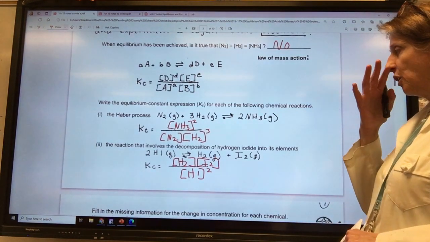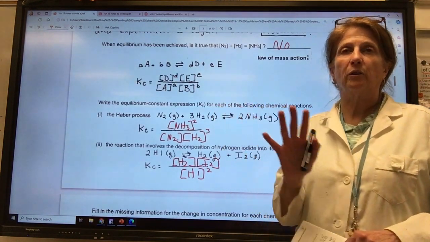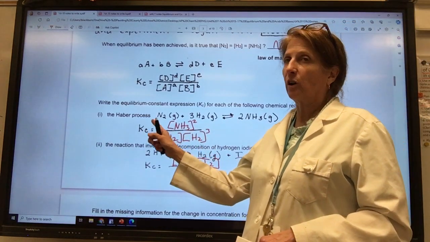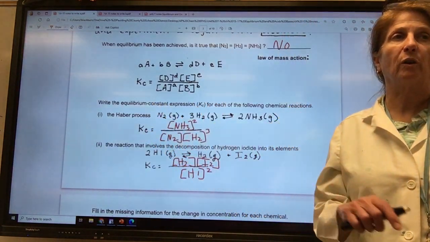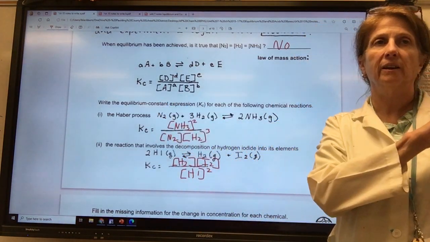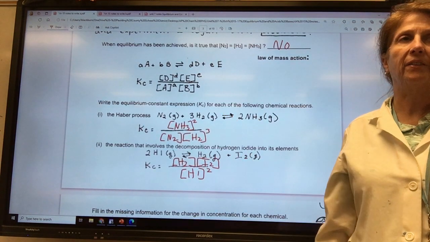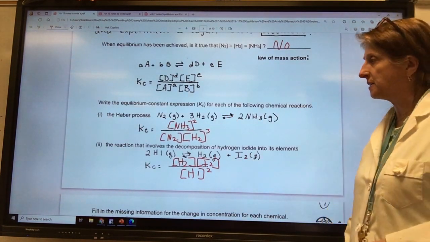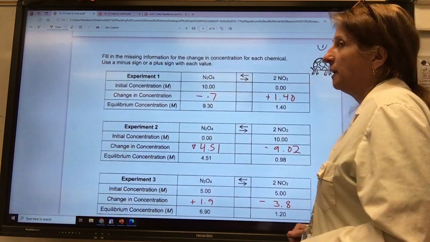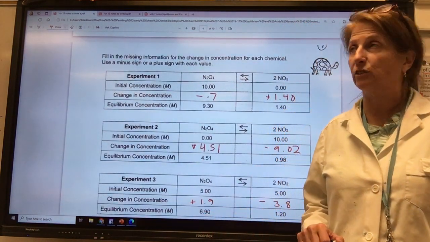Now, don't get this confused with what you're doing on the test tomorrow. On the test tomorrow, what we're talking about is kinetics. We're talking about the rate, and you only look at the reactants. The products have nothing to do with it. Y'all remember that? So don't let this confuse you. The one has to do with equilibrium. The other one has to do with reaction rate.